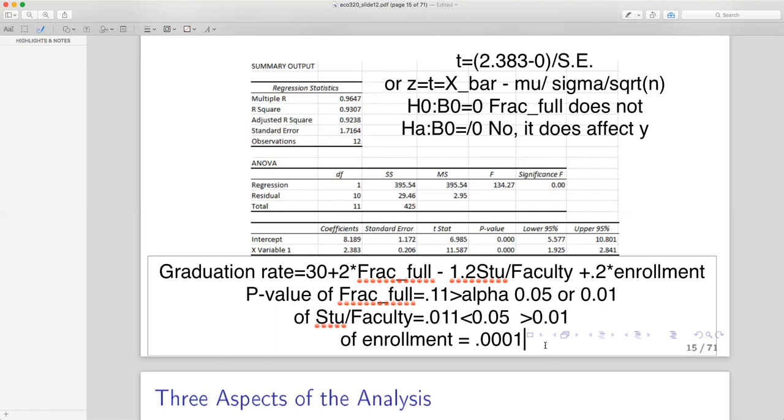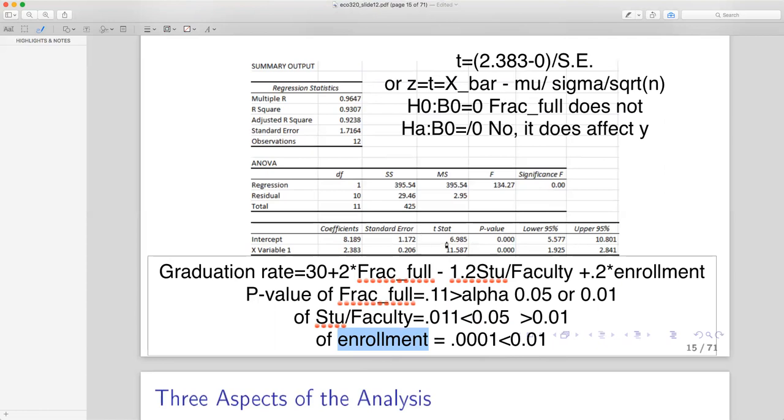Lastly, this one is less than 0.1. So for enrollment, we reject the null hypothesis that enrollment doesn't matter. So it actually matters a lot, and we reject at the 1% level. Very important. So besides the coefficient interpretation, you also need to interpret those p-values, t-stats, etc.